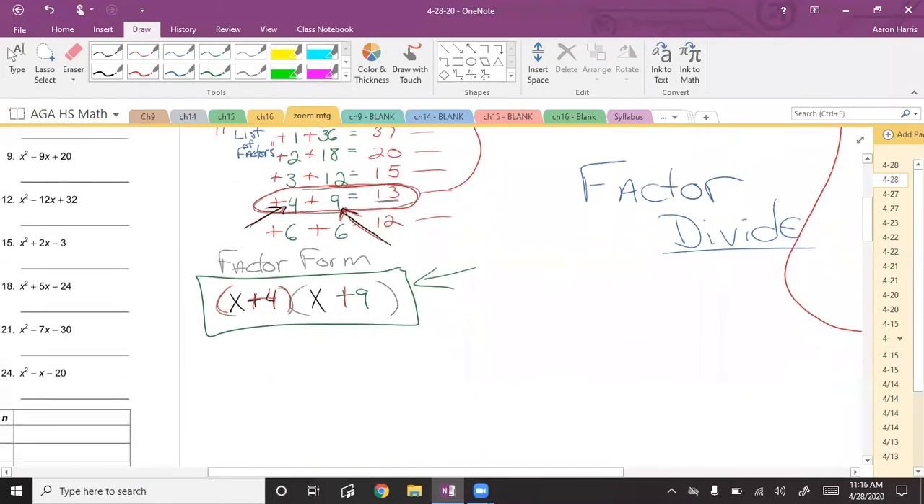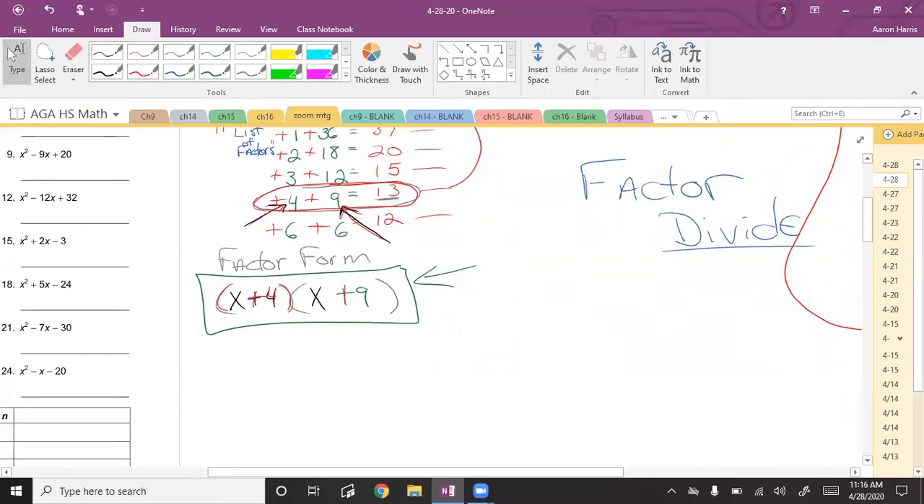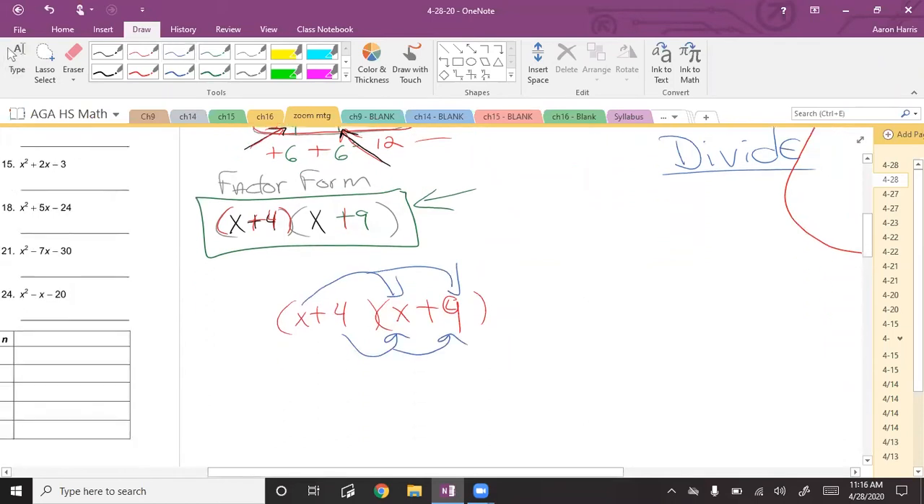Now watch what happens here. Let's prove that this is right. Factoring means divide. What does distributing mean? Multiply. So let's multiply them together. So I would do this and this. I would do this and this, correct? Mm-hmm. So what does that say?